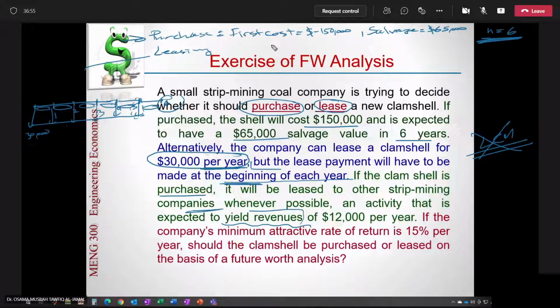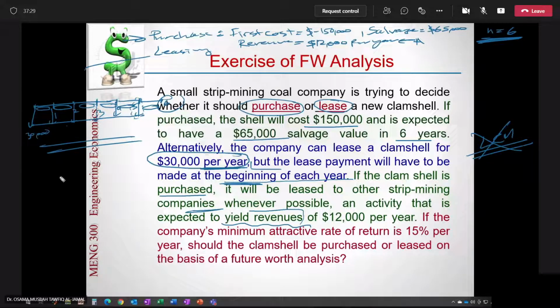So for that revenue, we expected to have 12,000 per year, which is what here? This is annuity. If the company's minimum attractive rate of return is 15% per year, should the clamshell be purchased or leased? We need to help them to do that.